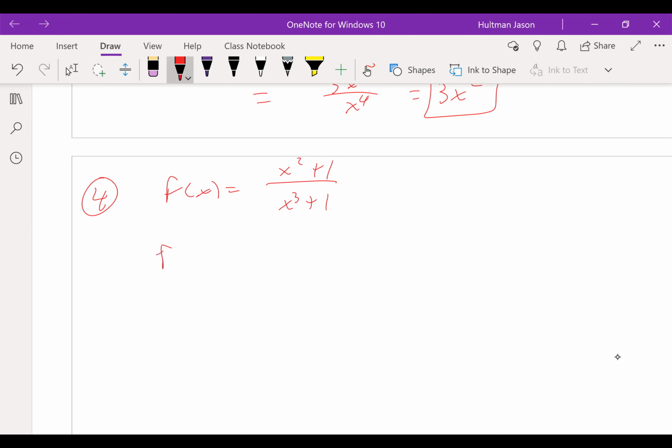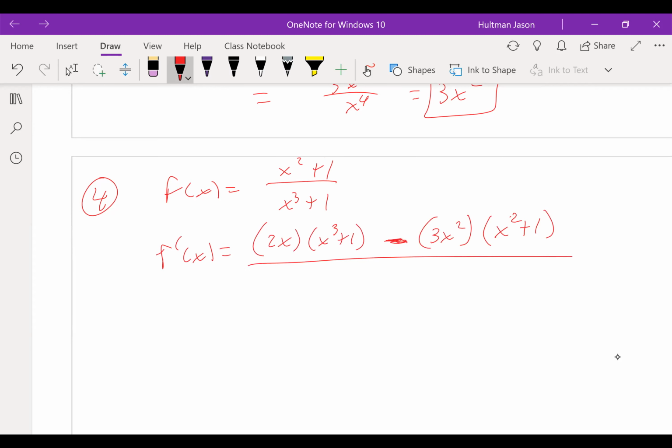Let's find the derivative of this. What's the derivative of the top? 2x times the bottom, x cubed plus 1, minus the derivative of the bottom, 3x squared, times the top, x squared plus 1, all over the bottom squared, the whole thing squared.